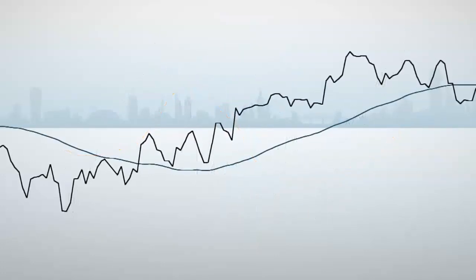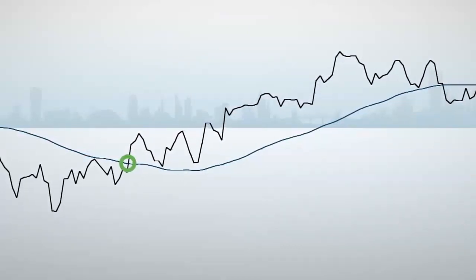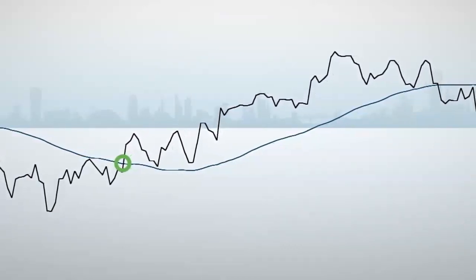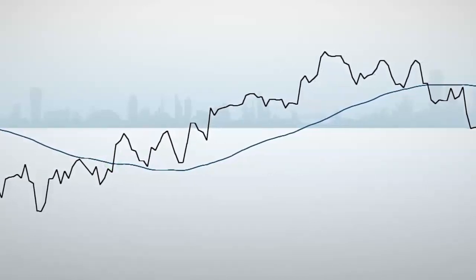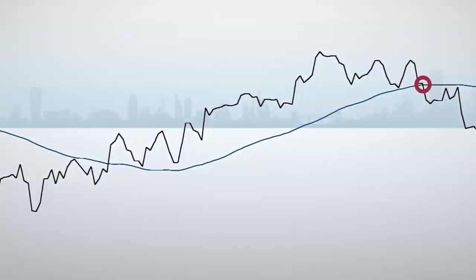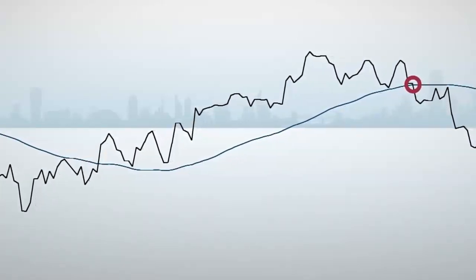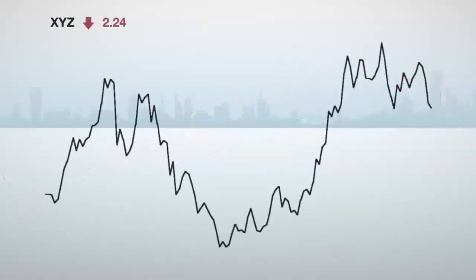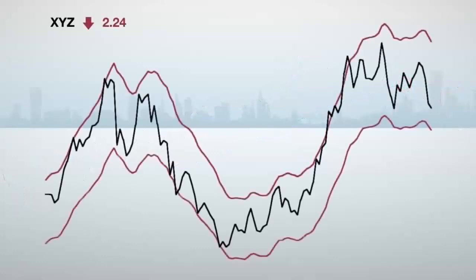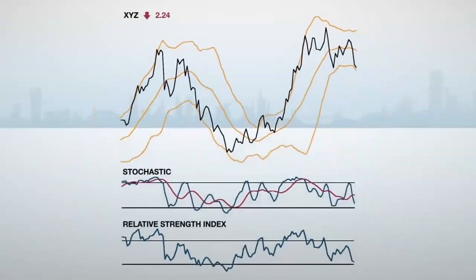So what does a moving average tell you about an investment? Imagine a stock's price crosses above its 50-day moving average. This indicates that the stock is outperforming its recent history. This could be an entry signal. Similarly, if the stock begins to fall and dips below its moving average, it could be an exit signal. Moving average lines are only one of many technical indicators you may use. Other common indicators include price envelopes, Bollinger Bands, stochastic oscillators, and the relative strength index.